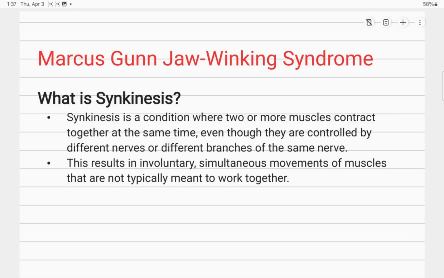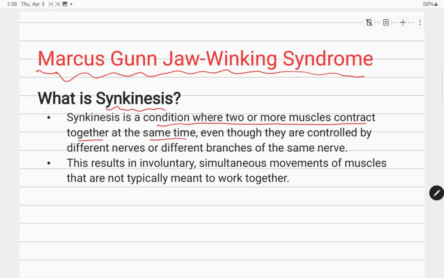Now the other condition is Marcus Gunn jaw winking syndrome. Marcus Gunn was the person who discovered that phenomenon, due to which it is named Marcus Gunn jaw winking syndrome. Before diving deep into this syndrome, first we have to know what synkinesis is. It is a condition where two or more muscles contract together at the same time, even though they are controlled by different nerves, or different branches of the same nerve. This results in involuntary simultaneous movement of the muscles.